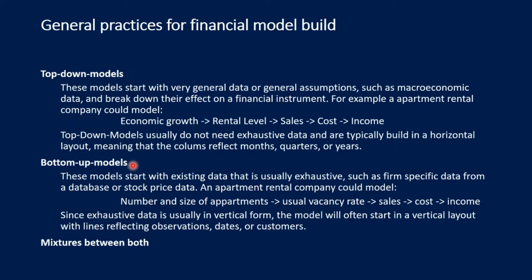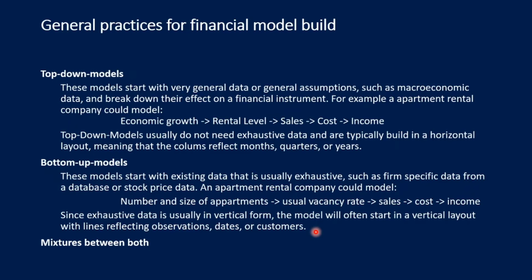Bottom-up models have exhaustive data in the background. So this apartment rental company will have some data storage, some database where they have all their apartments in and all the contract data and whatsoever. So they have the number and size of the apartments, the contracts, and they calculate something like an average vacancy rate, and then they deduct the sales and the cost and the income. So from their own data.